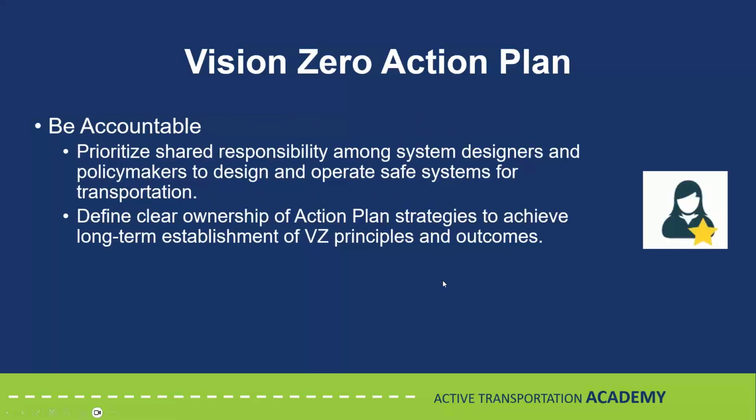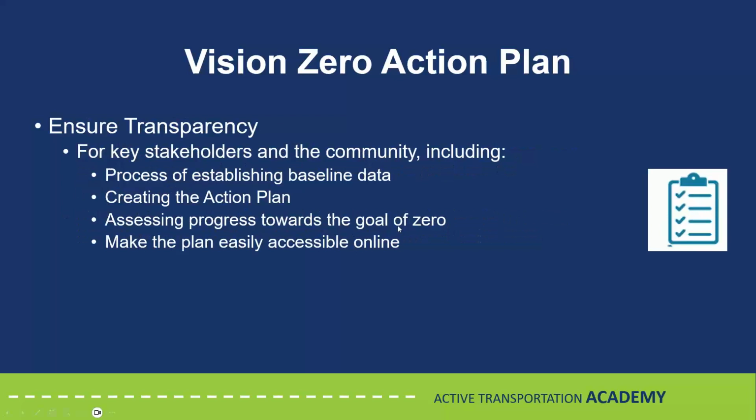A foundational element to success in Vision Zero implementation is to be accountable. So prioritize shared responsibility among system designers and policymakers to design and operate safe systems for transportation. Define clear ownership of action plan strategies to achieve long-term establishment of Vision Zero principles and outcomes. And you want to ensure transparency in your Vision Zero plan for the key stakeholders and the general public.